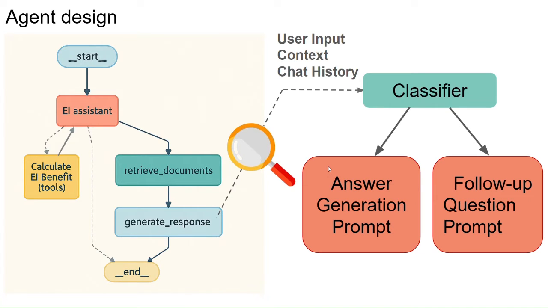And here is my assistant design. The assistant will make a tool call to calculate the EI benefits rate whenever such a calculation is required. Otherwise, the system will retrieve the relevant information from the knowledge base as context based on the user input. Then both user input and context will pass into the generate response node. Within this node, a classifier receives user input, context, and chat history to determine the next step, whether to select the answer generation prompt or the follow-up question prompt.